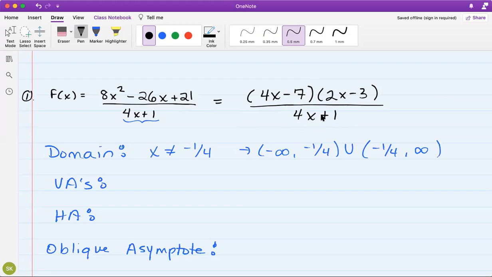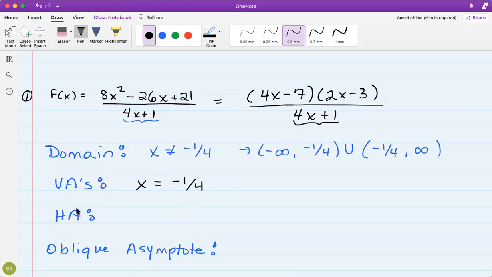And notice that we don't have 4x plus 1 occurring in the numerator, so we can't cancel anything out. So this is the simplest form we can get this function. We can't cancel anything out. So we're still going to have a problem at negative 1/4. So that's going to correspond to our vertical asymptote. So we're going to have a vertical asymptote at x is equal to negative 1/4. Again, this is a value x that we can't plug into the domain, and this is the line x is equal to negative 1/4.